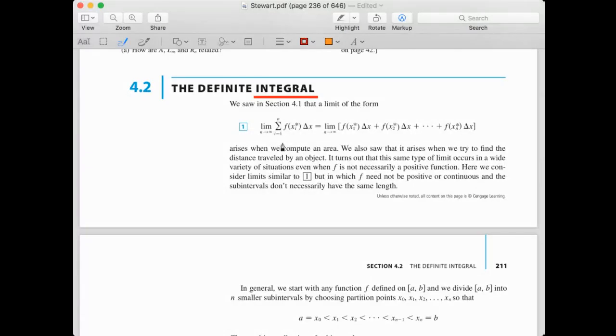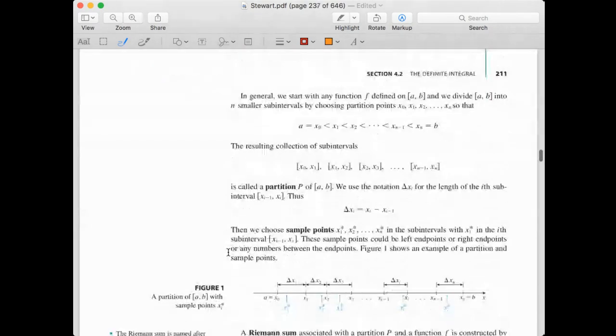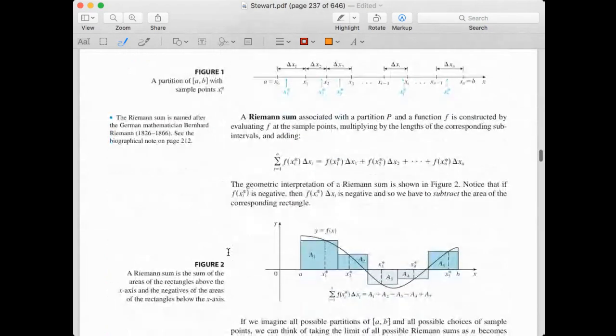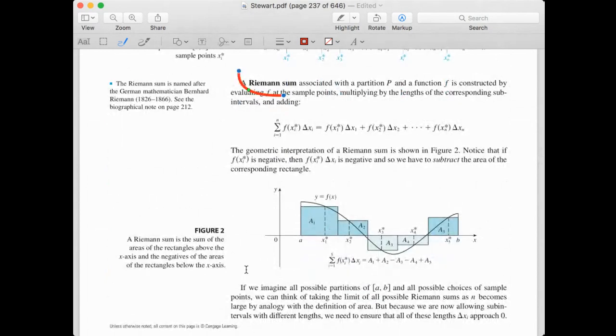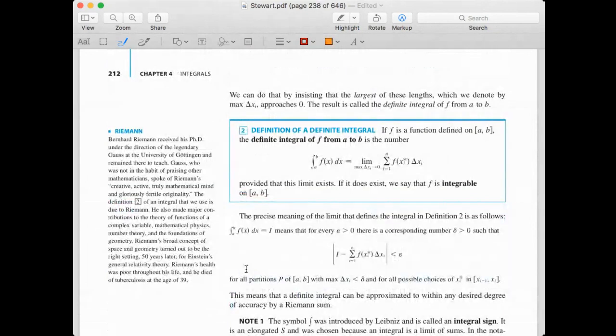So the idea is this: we cut the region into many pieces, right? Then we evaluate each one as a rectangle. Then we say, okay, let n run to infinity, which means cut the region into infinitely many pieces. The Riemann sum is called a Riemann sum because of this, because Riemann was a great German mathematician.